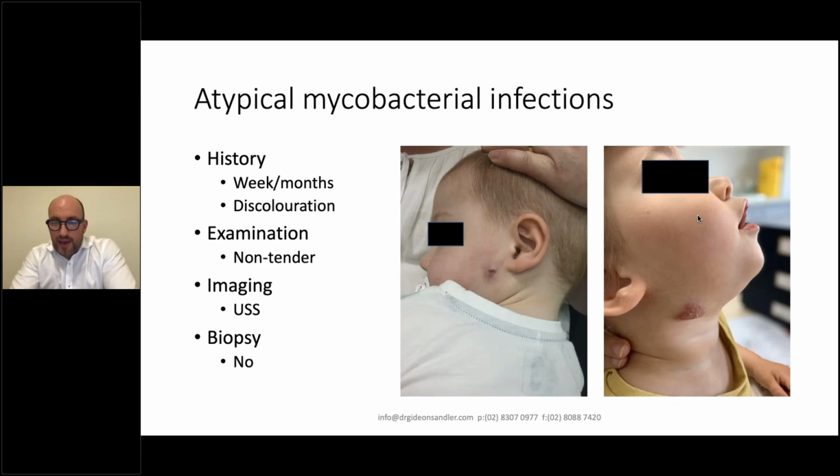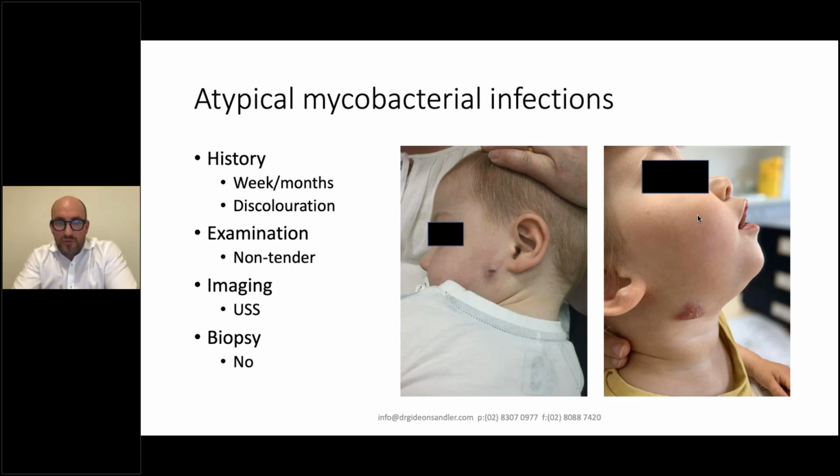This is a really classic presentation: atypical mycobacterial infections in the cervicofacial region of children. It usually presents in toddlers. The most common area for it to present is in the submandibular area. The second most common is in the parotid node in the preauricular area.